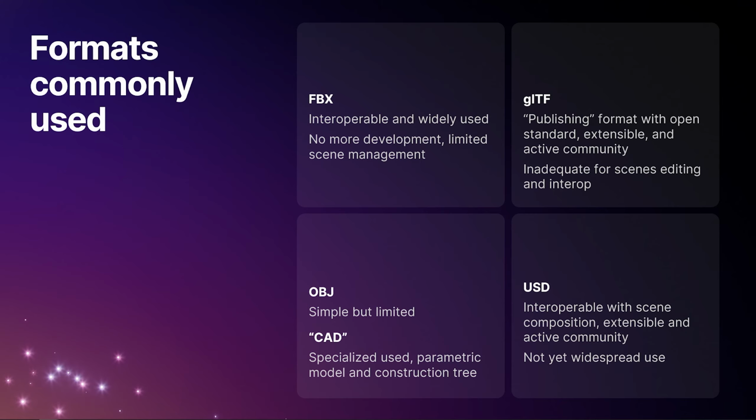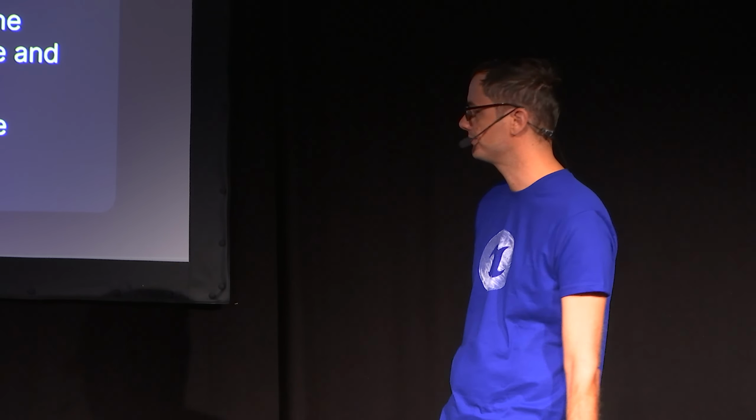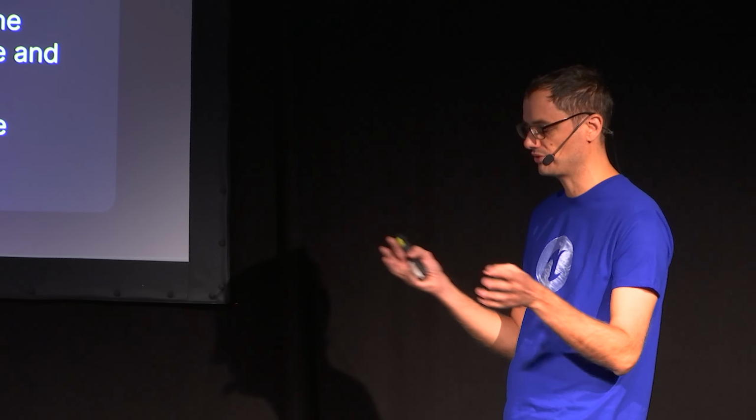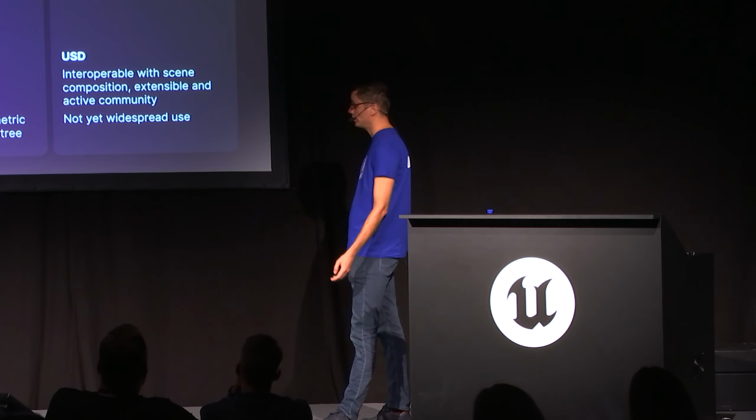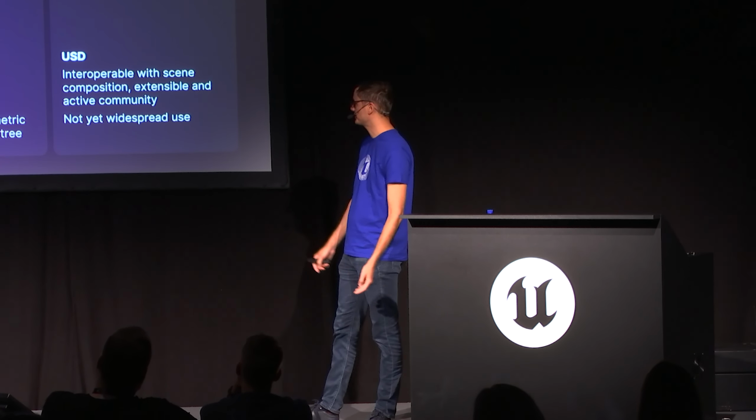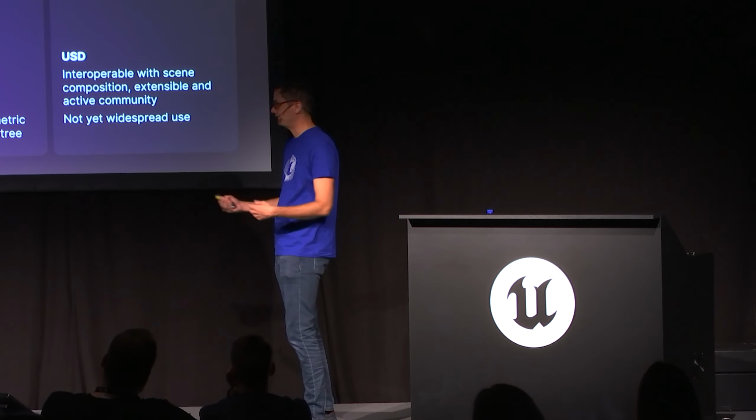And finally, USD, not really the new kid on the block anymore, but not really used so much in the game industry so far as I've seen. But it's very interoperable. Also, you get static meshes, animations, skeletal mesh, materials. You get extra variants, also all the scene composition that comes with USD that is quite useful if you have complex scenes that you want to transfer between DCC and the engine. Also nice things, it's extensible through schemas, and there's an active community, so it's a lively format that is moving forward.